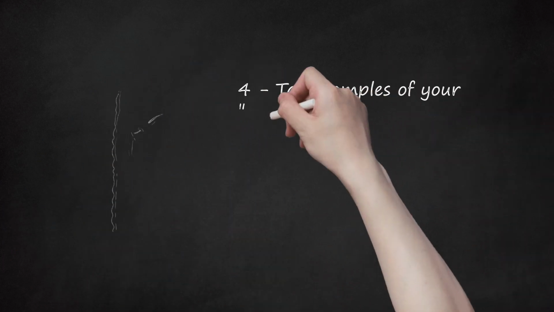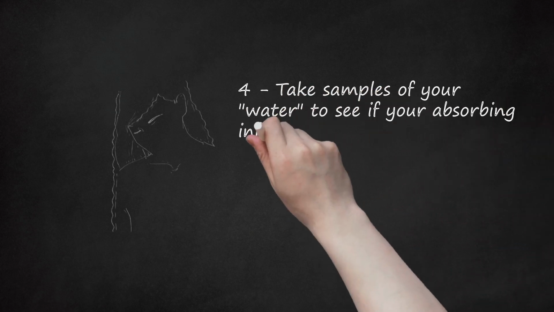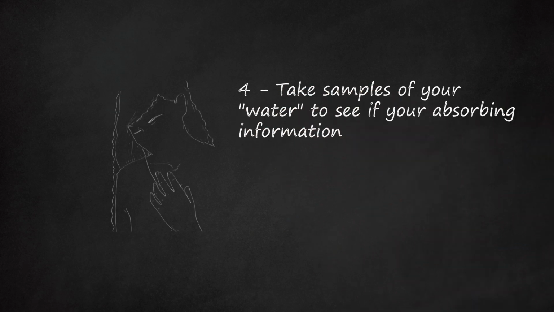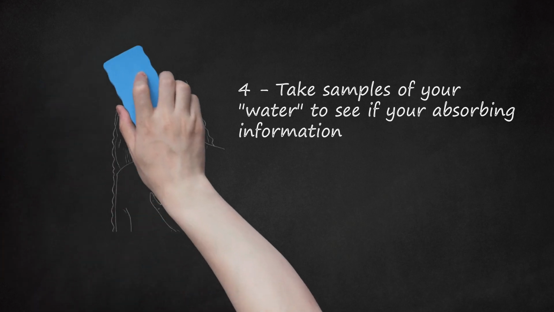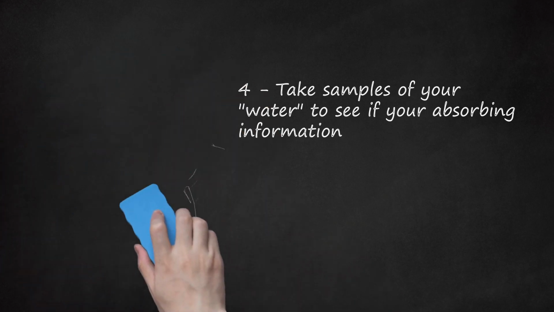4. Take samples of your water to see if you're absorbing information. One way to make sure you're absorbing information is to take samples of water periodically. In other words, try testing yourself on the information, particularly in the week leading up to your test. By testing yourself, you're forcing yourself to recall the information, which helps solidify it in your brain.